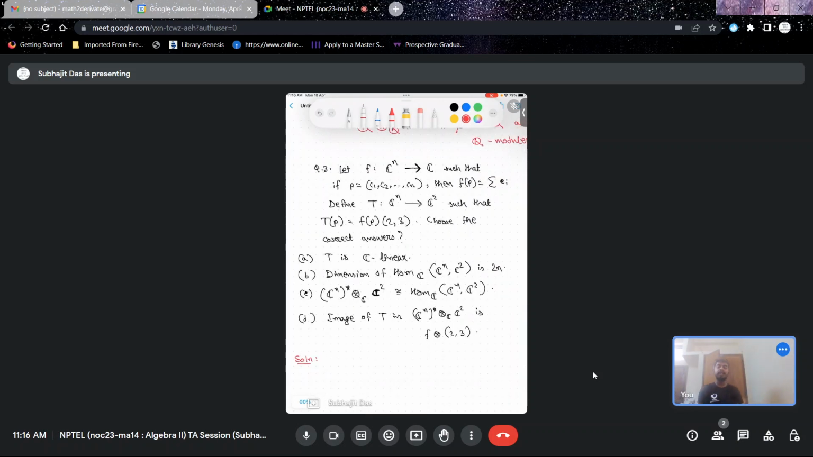So firstly, you are given a linear mapping of Cn into C, which sends any point C1 up to Cn onto the sum of all Ci's, right? And you define a mapping T of Cn into C2 such that T of P is equal to f of P times 2 comma 3. Then you need to choose all the correct options. So firstly it says that T is C linear as a mapping of Cn into C2, which means that T of P plus W will be T of P plus T of W. So is this correct? Let us quickly see this.